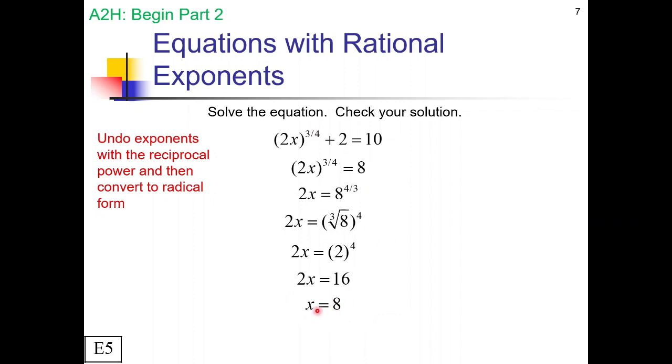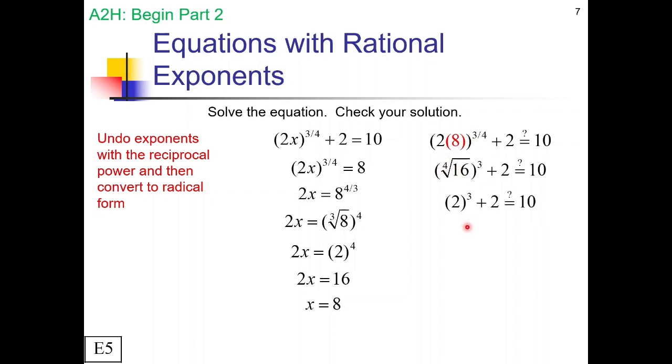So a little bit of a journey, but we got our answer. Let's go ahead and check it. We still have to check because there's a radical really kind of implicitly involved in this. So we have 2 times 8 to the 3/4 plus 2 equals 10. So this is really 16 here, and I'm doing the 4th root of 16 raised to the 3rd power using this fractional exponent. 4th root of 16 is 2. 2 to the 3rd power is 8. And then 8 plus 2 gives us 10, which matches the other side.